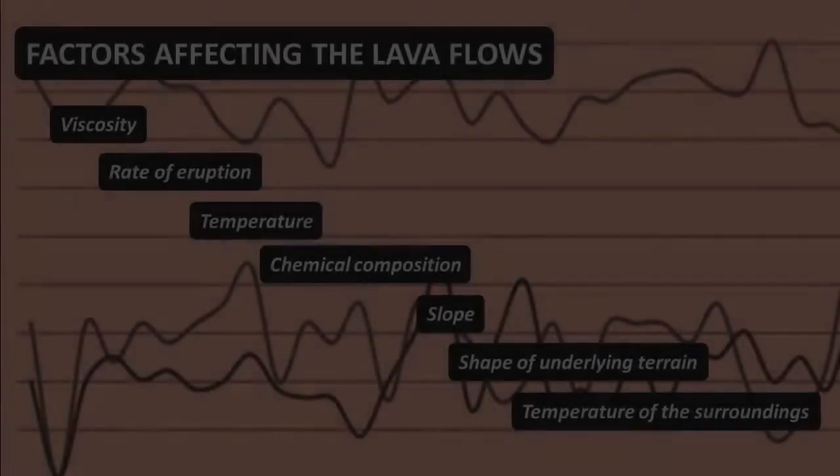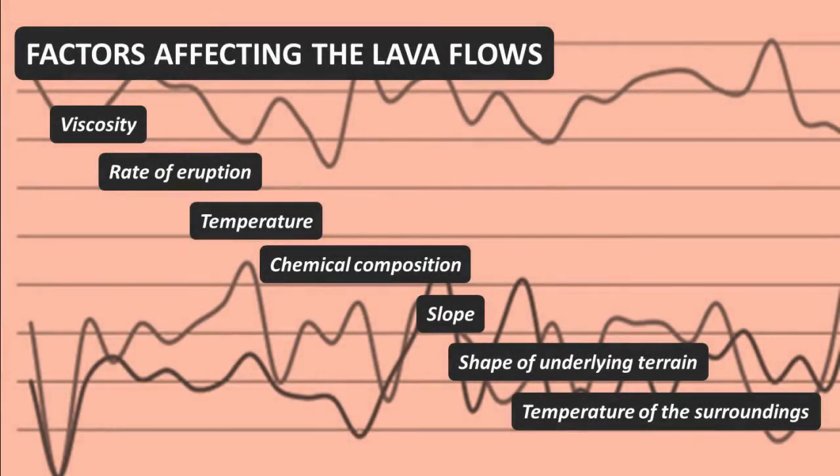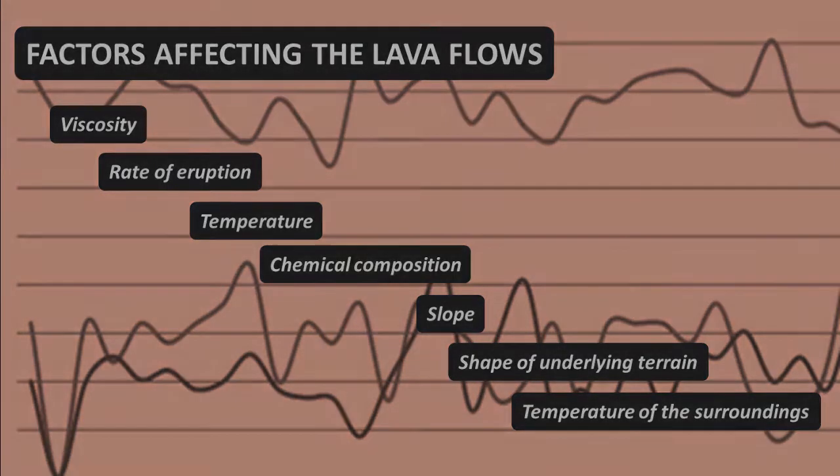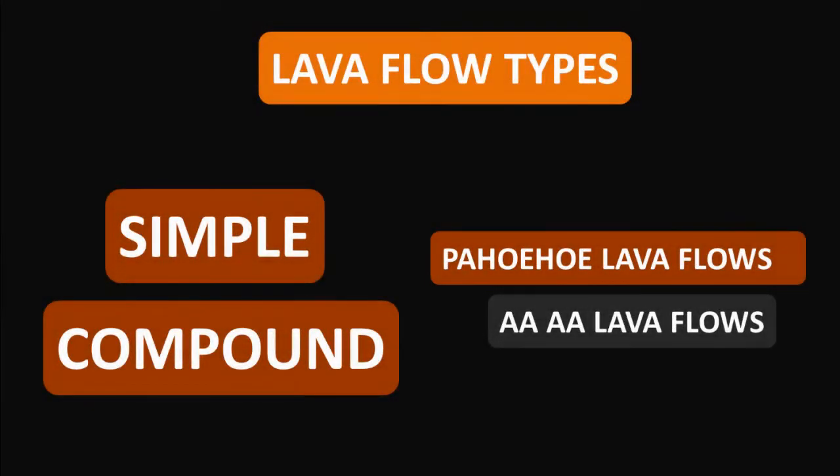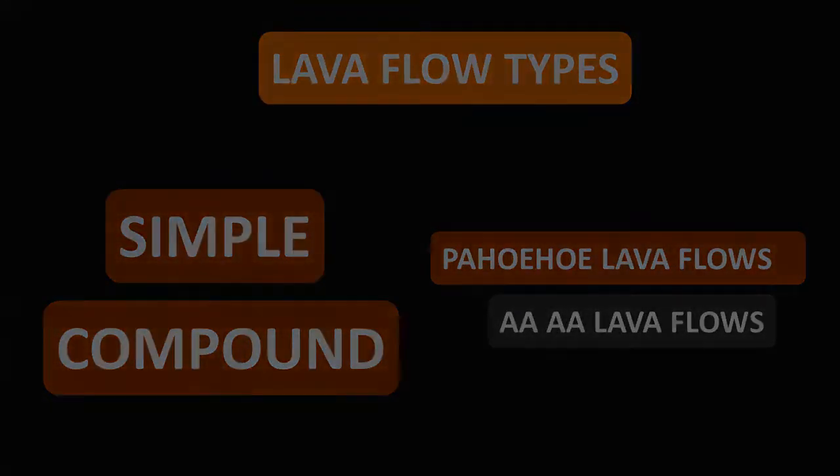Lava flows too can be classified in various ways and affected by various factors. For example, viscosity, rate of eruption, temperature, chemical composition, slope and shape of the underlying terrain, the temperature of their surroundings, etc. In this experiment, we will be observing two types of lava flows, namely compound and simple. They are differentiated by the presence of flow units.